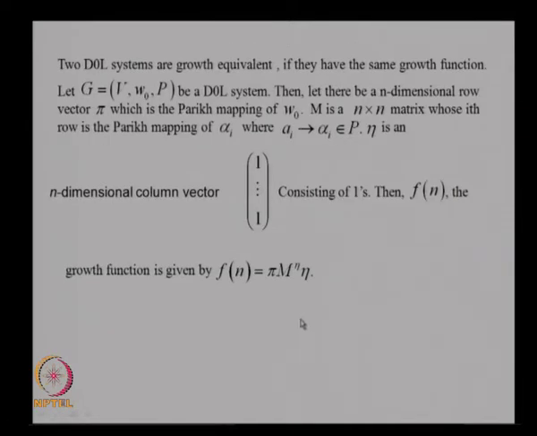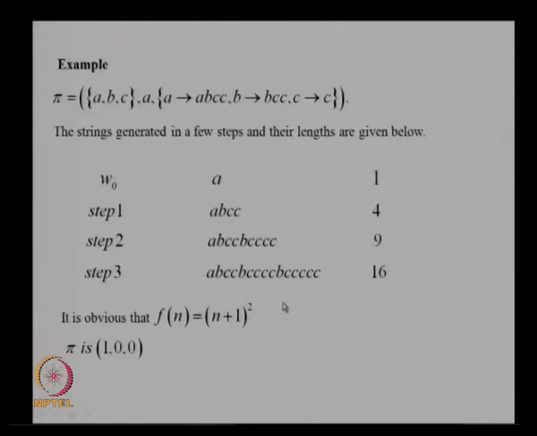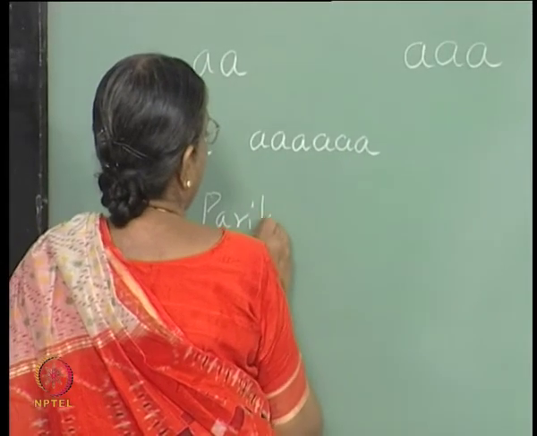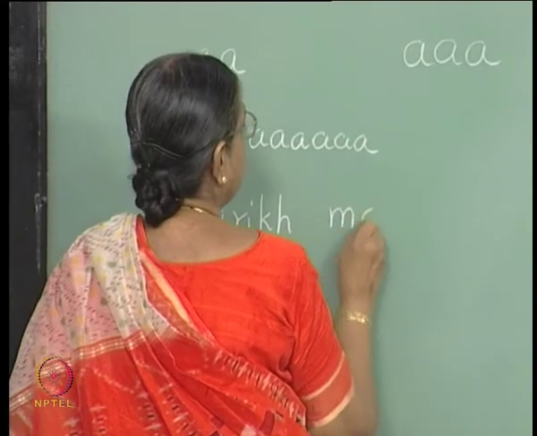The whole thing can be explained in a convenient manner. Let me take this particular example. The axiom is A and the rules are like this. So, the lengths of the sequences are given like this. Now, the Parikh mapping of a string is like this. Parikh mapping.